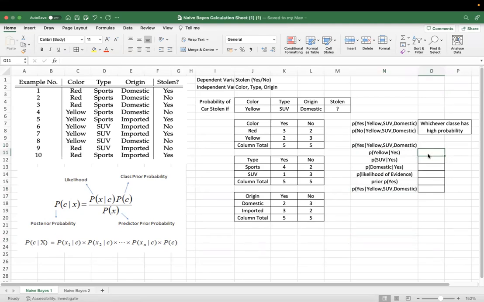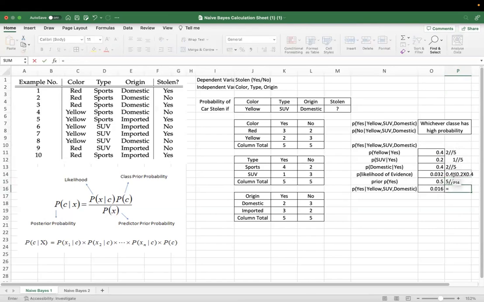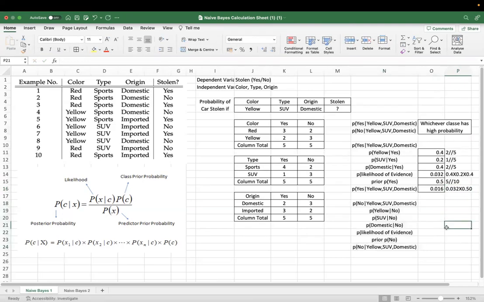Okay, guys, shall we continue? Yes, sir. So probability of yellow given yes is equal to 2 divided by 5. Probability of SUV given yes, probability of domestic given yes. The likelihood of evidence is the multiplication of all these three: 0.4, 0.2, 0.4. There are 5 no's and 5 yes's. So this is 2 divided by 5, 1 divided by 5, 2 divided by 5. This is 0.4 into 0.2 into 0.4. This is 5 divided by 10, the prior. This is the multiplication: 0.032 into 0.50. Now we have to find the probability of no.